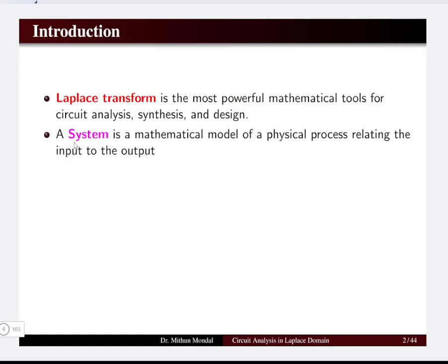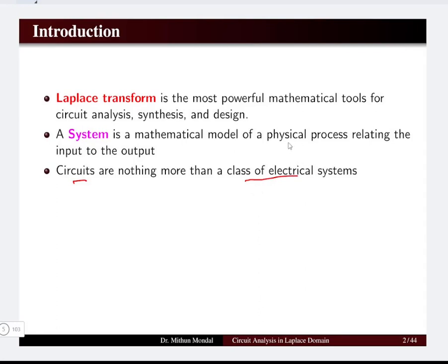Generally we come across a term which is known as the system. The meaning of system is a mathematical model of any physical process that relates the input to the output. So we can say that if any physical system is represented by a black box which is given by G, then the relationship between input and output is said to be that system. So input or the excitation will be there, output or response will be there for the measurement, then that is known as the system. When we talk about the circuits, they are nothing but a class of electrical systems.